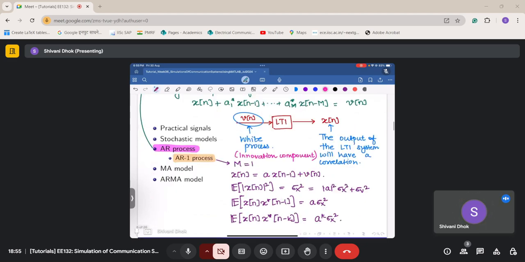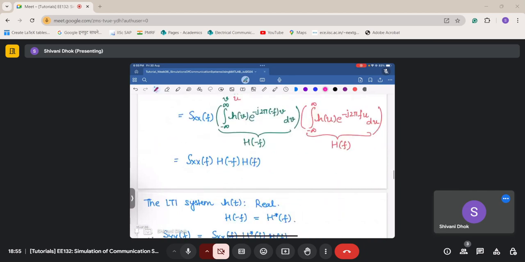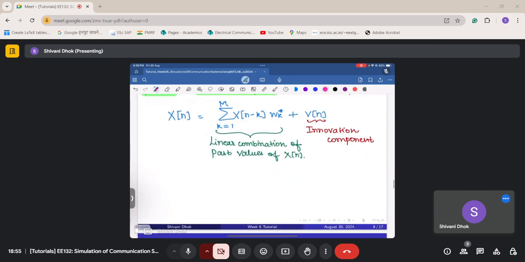Therefore, this structure is for an autoregressive process, and to be specific, of order m. This is just definition chasing. This we have already seen. Just a simple question from last year's assignment. Any questions?